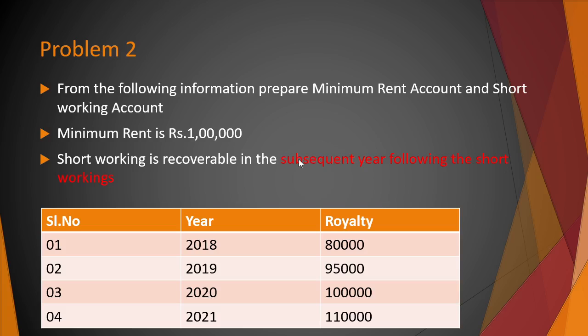So these kind of adjustment is called floating short working recoupment. There are two categories, fixed and floating. So if it is fixed, like first 2 years, first 3 years, it's called fixed recoupment. But floating recoupment here.